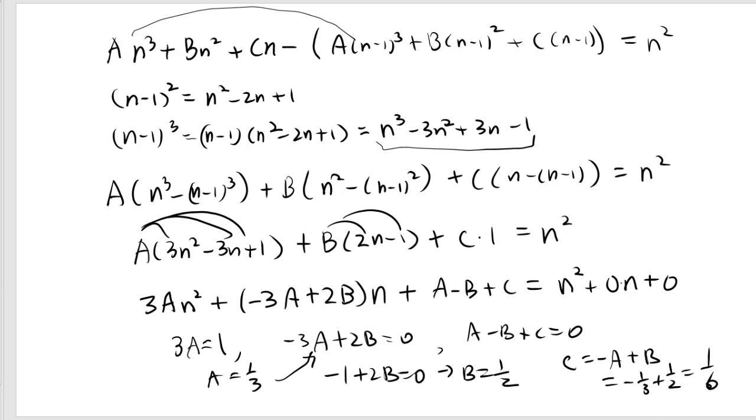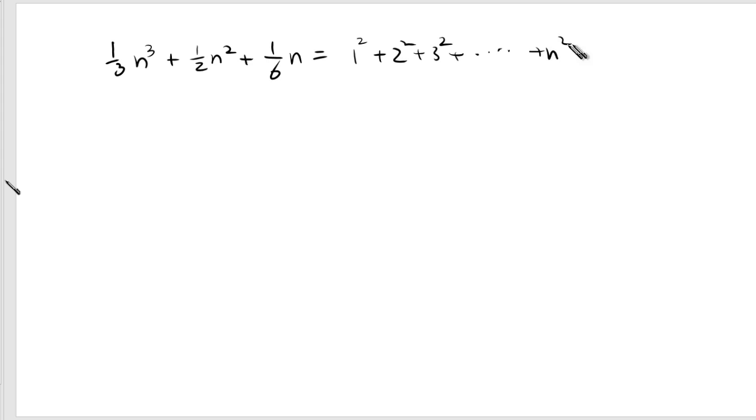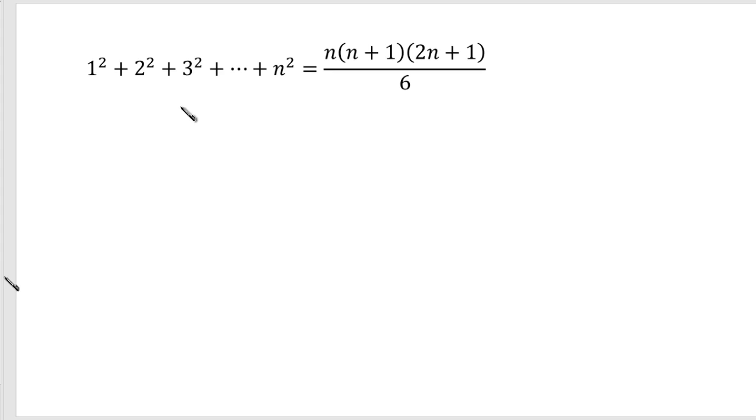Okay, so we figured out what the numbers should be. We found out that a should be 1/3, and b should be 1/2, and c should be 1/6. That should be the formula for the function, the summation 1 squared plus 2 squared plus 3 squared plus up to n squared. Now that still doesn't look like our initial formula, which is this one.